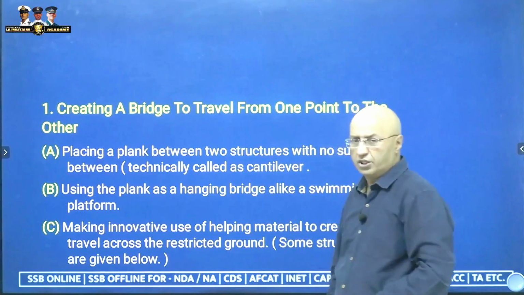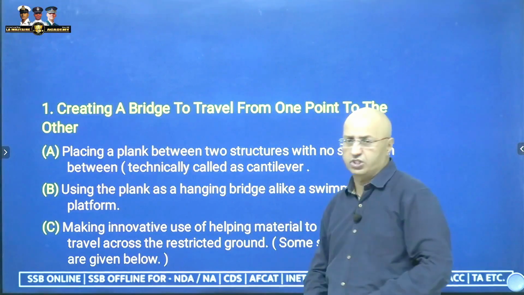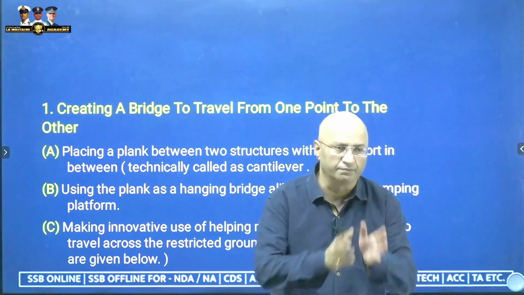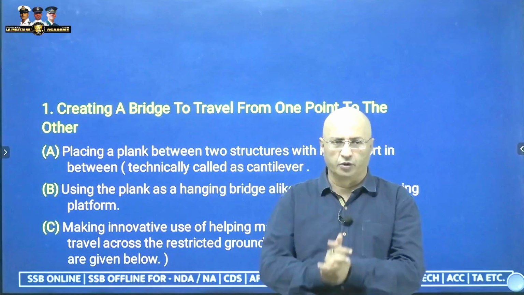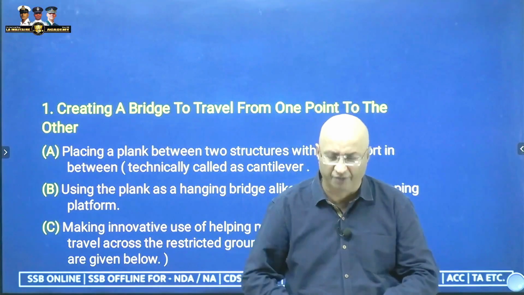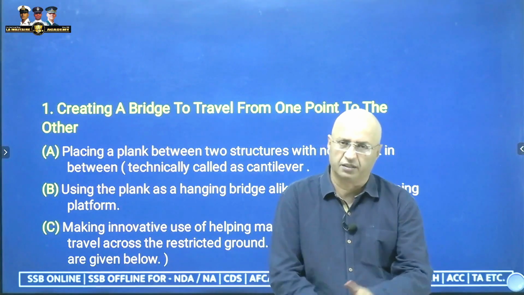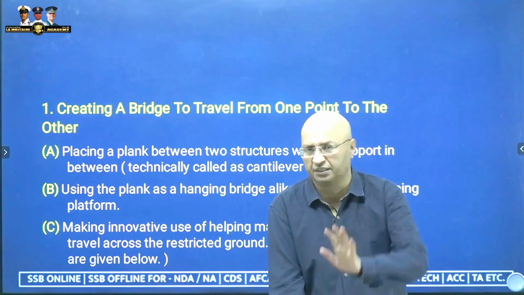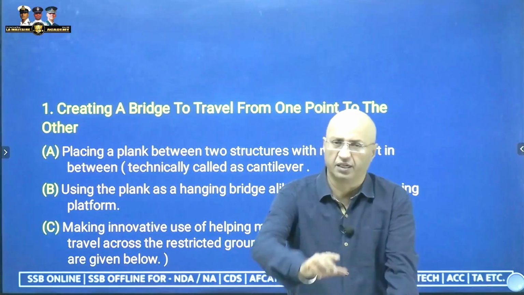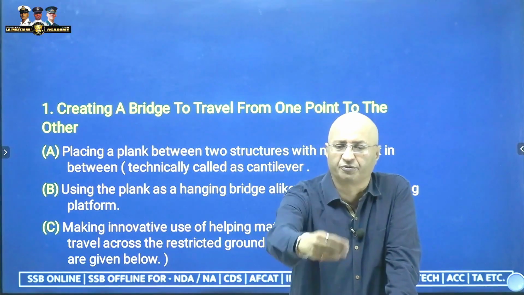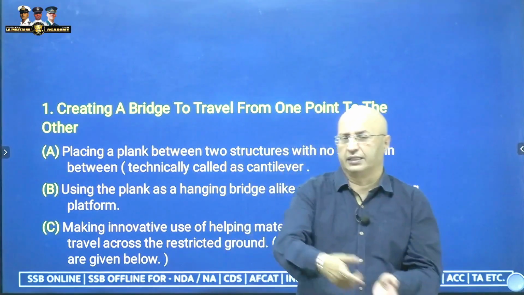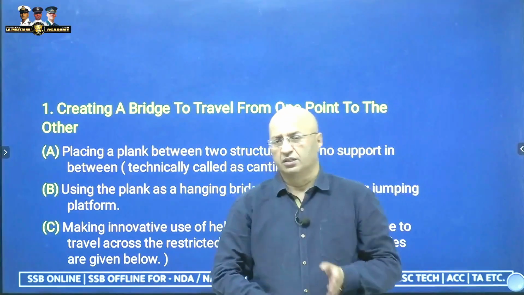That's it. Using the plank as a hanging bridge, like in a swimming diving board, any of you have done swimming? Okay. So when you see the diving board, the plank is firmly fixed on one side and hanging on the other side. From there, the person can jump. Similarly, in your bridge also, you can jump from there, 4 feet allowed. You can reach the other task. From there, you can take the plank and again make a structure. This way you can go ahead.